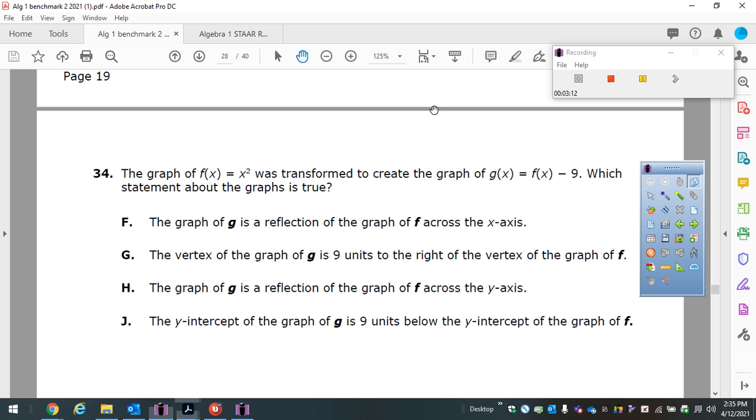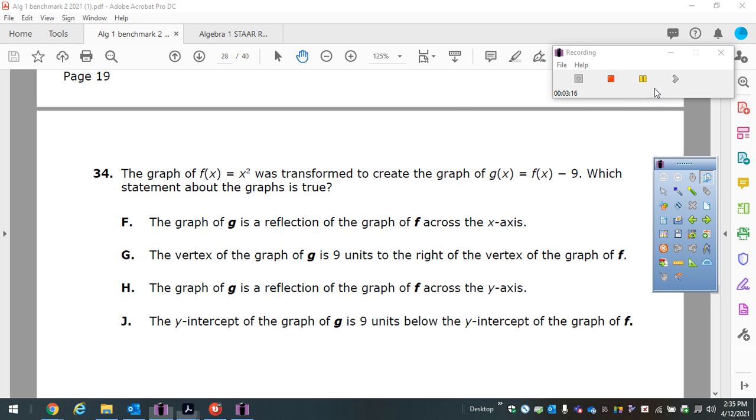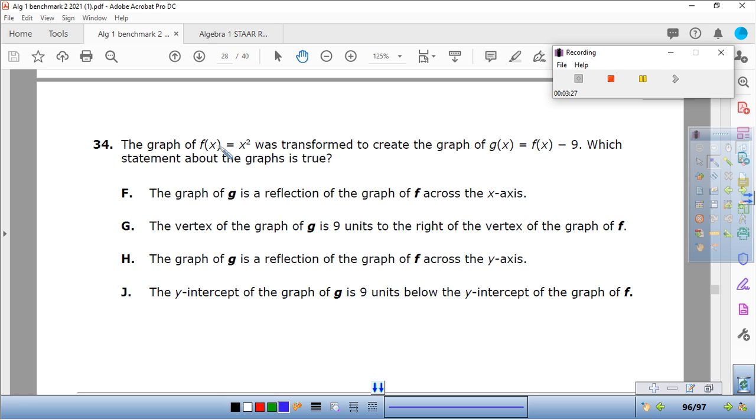Ooh, whoa. This one was a tough one a couple of years ago. Go ahead and read this one real quick. I'll give you a couple, 1 minute to read it, 2 minutes, 3 minutes in all to read and do this one. Again, the graph of f of x is x squared, the parent function, was transformed to create the graph of g of x, which is equal to f of x minus 9. Which statement about the graphs is true?